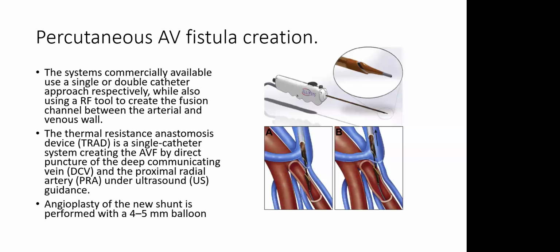This one is used in combination with the EVAS, the endovascular ultrasound that will guide the direction and the distance from the vein to the artery. And then the thermal resistance anastomosis device is a single catheter system creating the arteriovenous fistula by direct puncture of the deep communicating veins and the proximal radial artery. And this creates a channel that with time, as it matures, the patient can use for dialysis. Next.